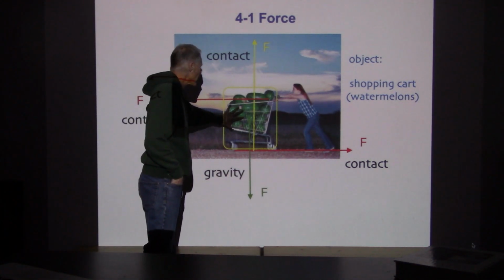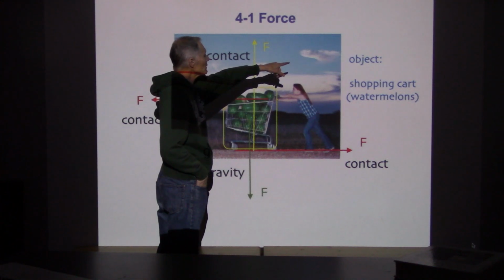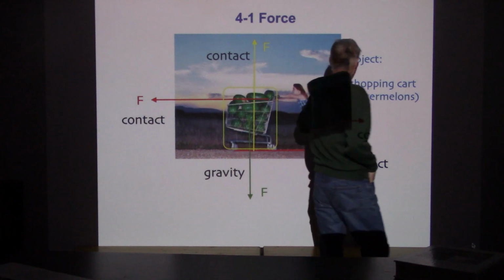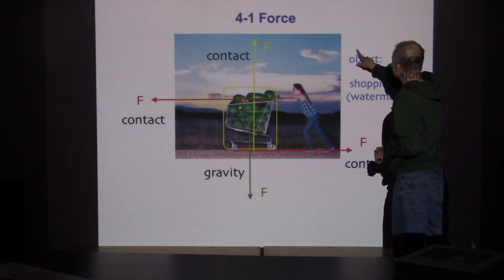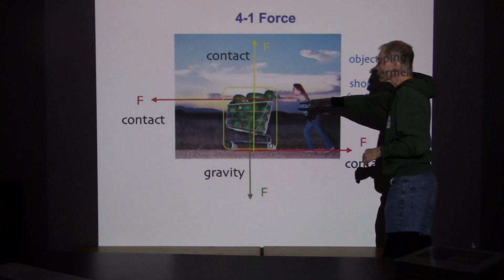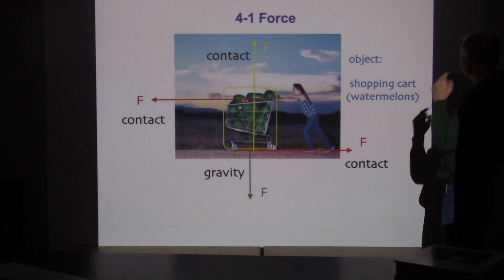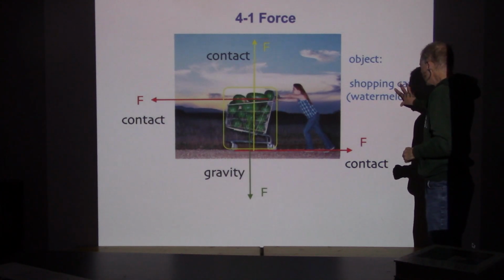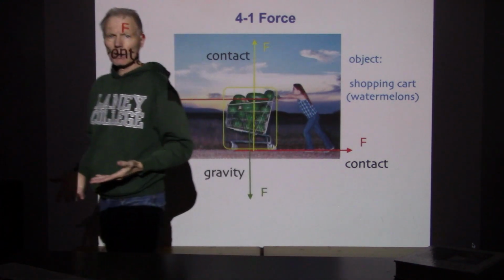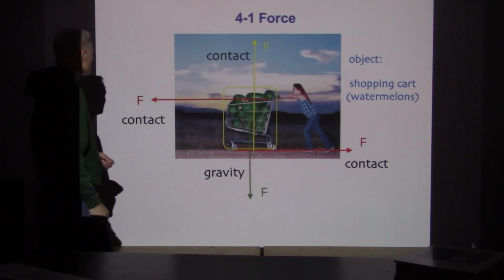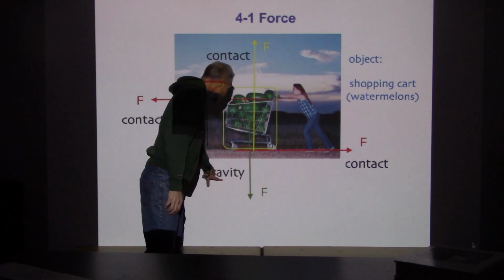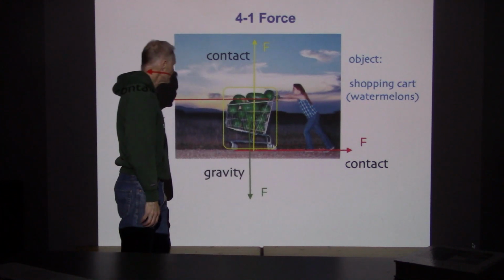So here is a shopping cart, and what we want to do is be able to isolate, in the examples we look at here, in this chapter and beyond, we want to be able to look at an object and identify which object we're looking at. In this case, it's the shopping cart with all the watermelons inside. Now, the shopping cart and the watermelons is the object. What forces are acting on it? So, the forces I'm thinking of is there's a force of gravity. So that's one of the forces here.